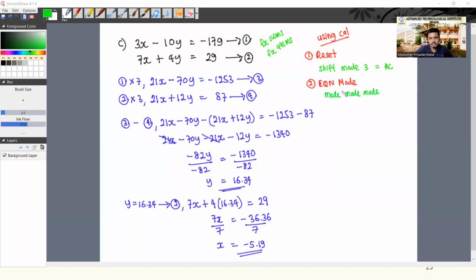Right, mode button 3 times, then EQN. So this will only work for the MS versions 1. Those who have ES version calculators can also solve it, but there is a different method.